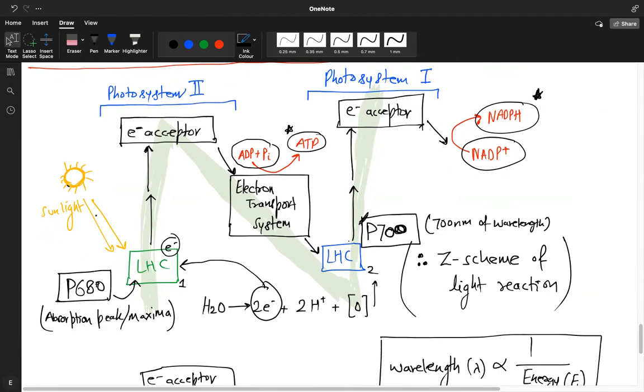Okay. Now I have a few questions. Everyone is clear with this system? So my question is, when these electrons are moving from one system to another, starting from LHC in the system 2 and then going to the electron transport system and then going to the LHC of photosystem 1. When it's moving through all these systems, is the electron being used up or not?